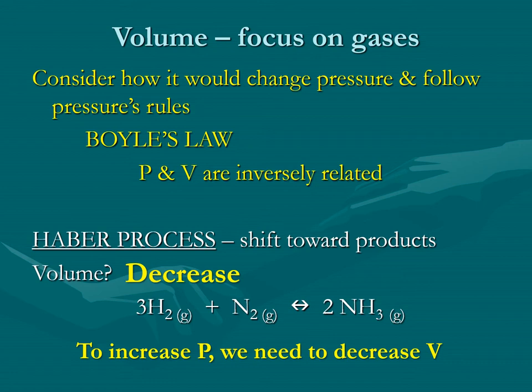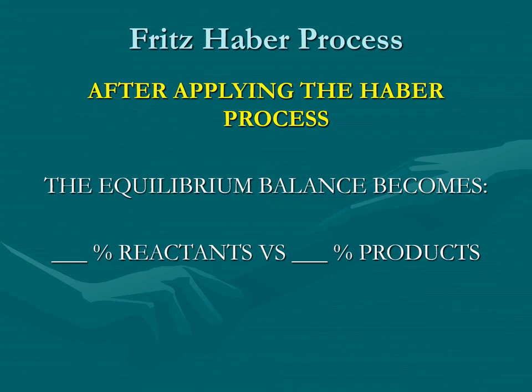So after applying all these different stresses to this reaction, we could look at, first of all, concentration, where you increase the nitrogen and the hydrogen concentrations and remove the ammonia as it's being produced. We could also decrease the temperature to make it produce more ammonia and also increase the pressure.